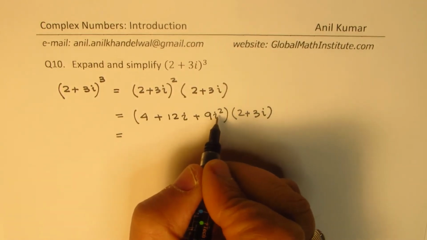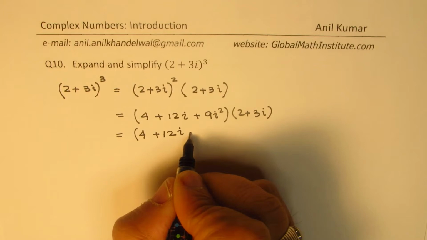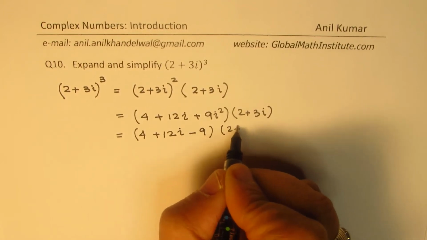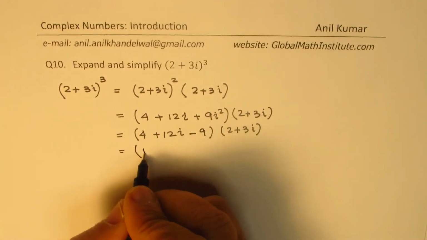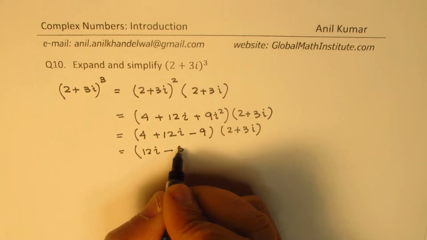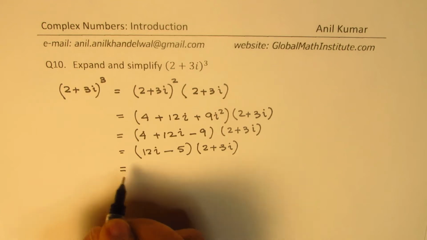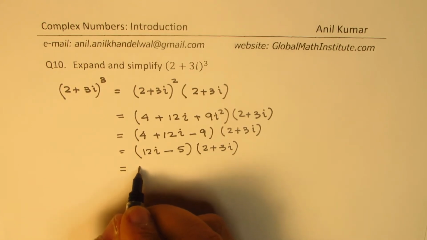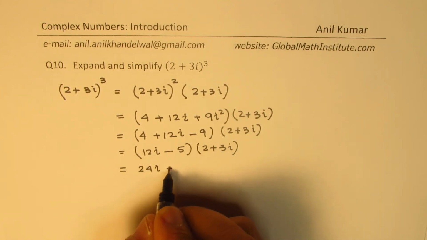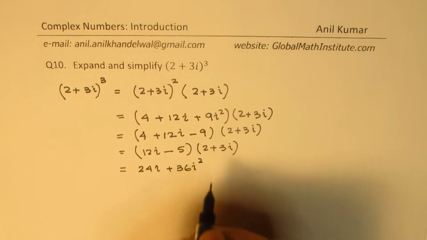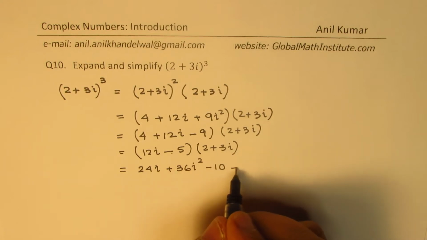Now, i square is negative 1. So we get this as (4 plus 12i minus 9) times (2 plus 3i). So clearly, let's simplify this first. So we get (12i minus 5) times (2 plus 3i). And now we can apply the distributive property. Multiplying by 12i first, we get 24i, and 12 times 3 is 36i square. Then with negative 5 times 2, we get negative 10, and negative 5 times 3, negative 15i.